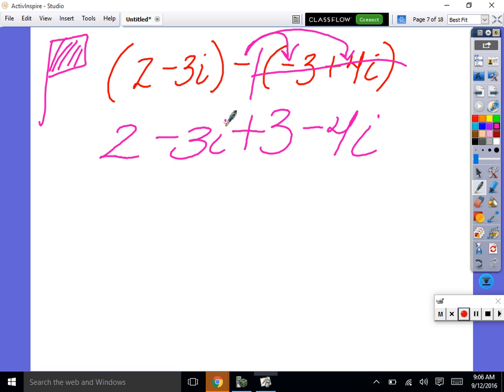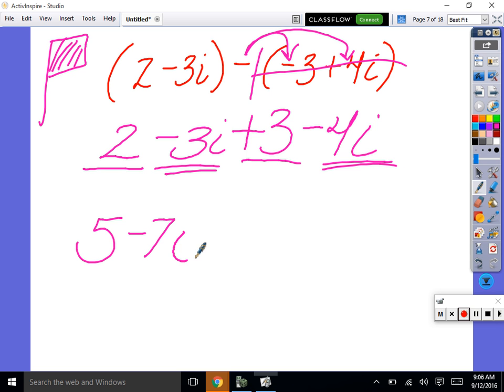Combine real parts with real parts, imaginary with imaginary. Very careful. This is +2. +2 plus 3 is 5. This is -3i minus 4i. Don't say 1, just because there's a 3 and 4. Think about it. -3 minus 4 more is -7. Just i, right?